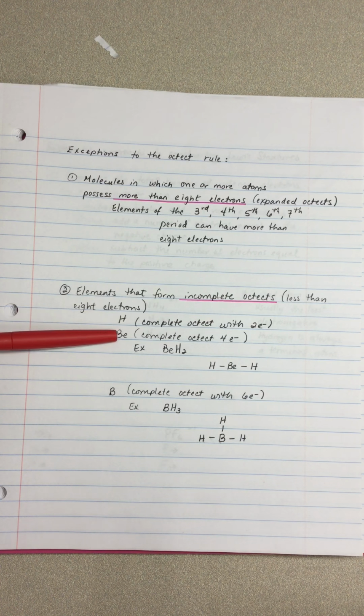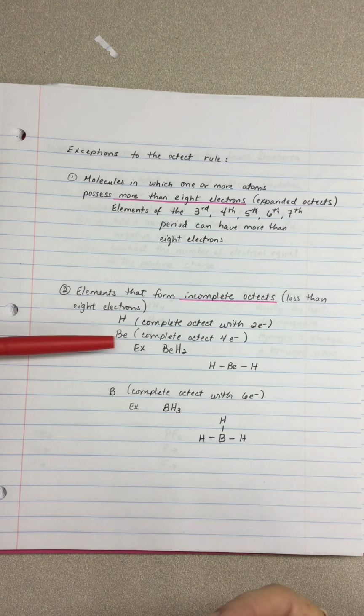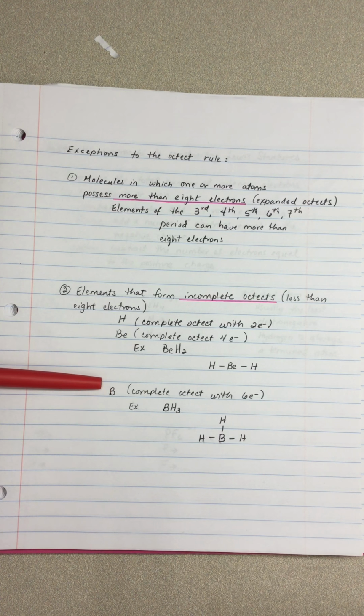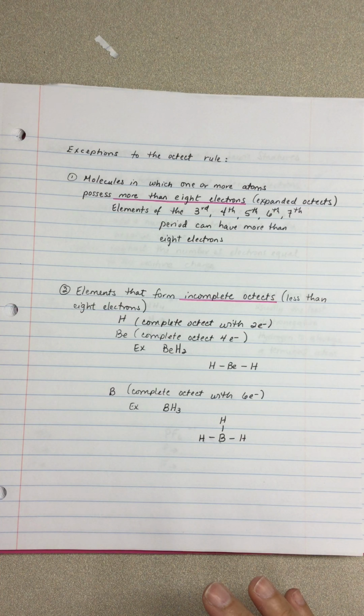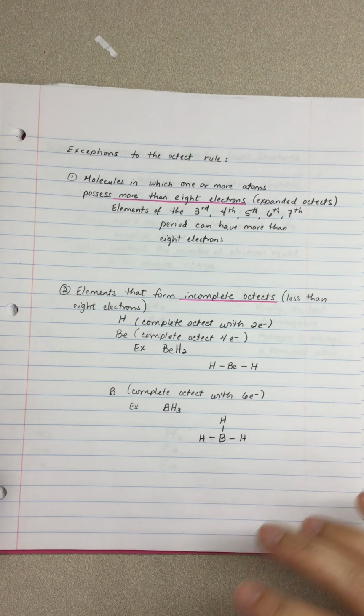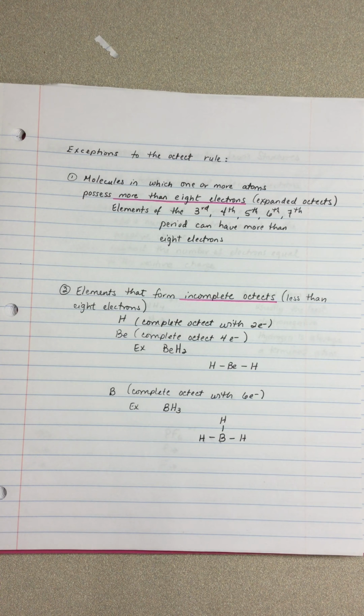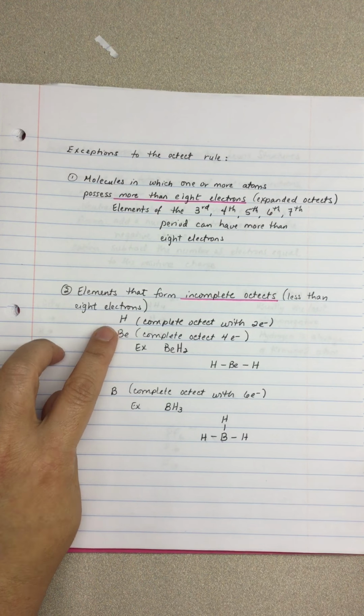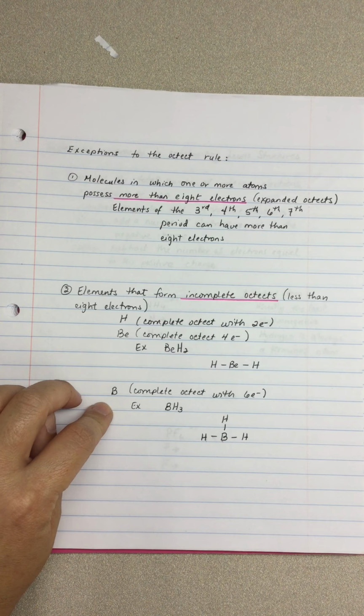And then we have 2 more exceptions: beryllium, which is going to have a complete octet with 4 electrons, and then we have boron, which is going to have a complete octet with 6 electrons. So elements in the periodic table in the third period or any period higher than the third one can have an octet with 8 electrons, but they can also accommodate more than 8. And then hydrogen, beryllium, and boron will be happy with less than 8 electrons, specifically hydrogen with 2, beryllium with 4, and then boron with 6.